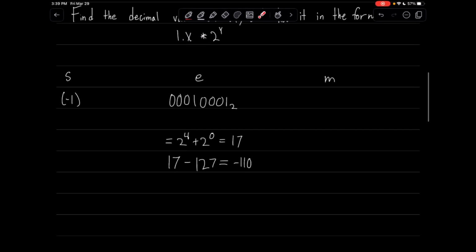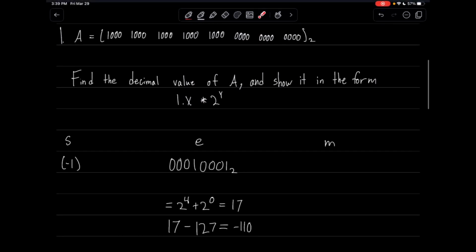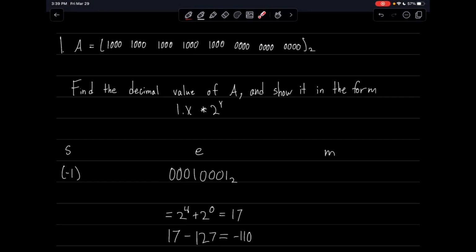Okay, so that's all fine and dandy, but we have to find the mantissa and then find a decimal value for it. So how are we going to do that? We are just going to look at the rest of the bits. We've already used all of these in our calculations here.